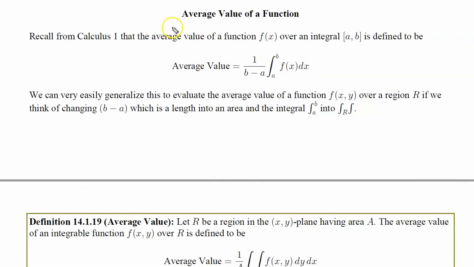And finally in this lesson, we're going to consider the average value for a function of two or more variables. Now recall from Calculus 1 that the average value for a function of a single independent variable over an interval from a to b is this. It's 1 over b minus a times the definite integral from a to b of f of x dx. And keep in mind this value right here in the denominator, b minus a, of course, that's just the length of the interval over which you're integrating.